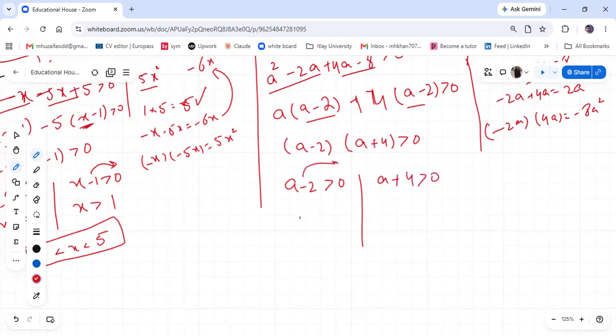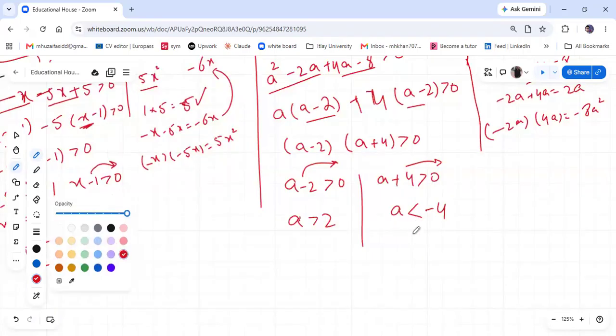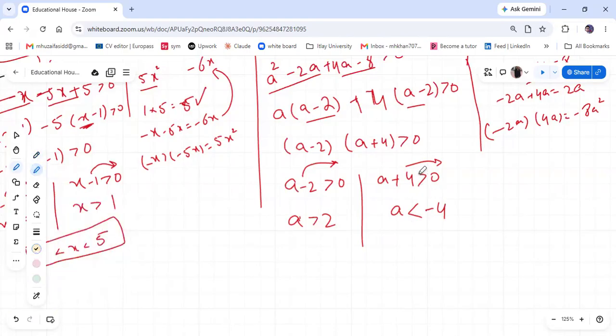And minus 2 is moving to the other side. This is a is greater than 2, and this is moving to the other side. This is minus 4, and here our sign is changed. Okay, can you tell me why I can change the sign in this situation? Here we have the greater than sign, but here I put the less than sign. Why did I put it? Can you explain it, or do you know about this one? Why can I do it?